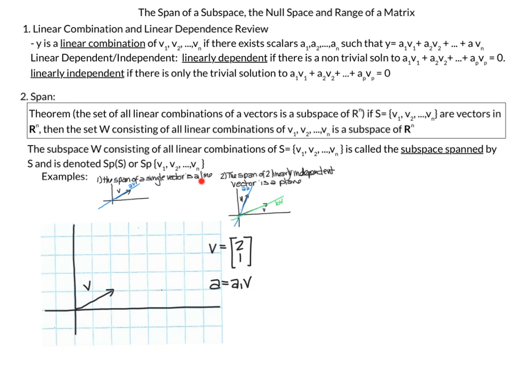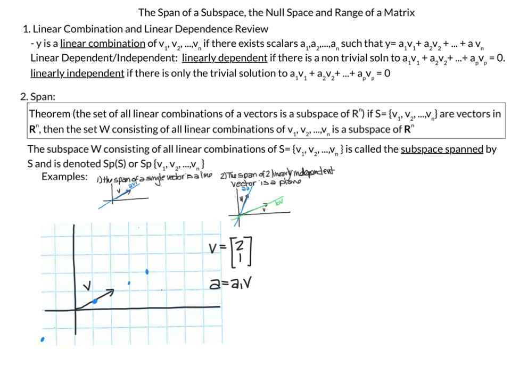Our first example is the span of a single vector, and we see that it is a line. For example, if our vector v is equal to (2, 1), we want all linear combinations of our vectors. There's only one vector, and all linear combinations means we're going to multiply it by all possible scalars, a1. If we multiply this vector by 2, we get this point. If we multiply by 1 and 1/2, we get something like this. Multiply by half, we get this point. Multiply by a negative, and we get this point.